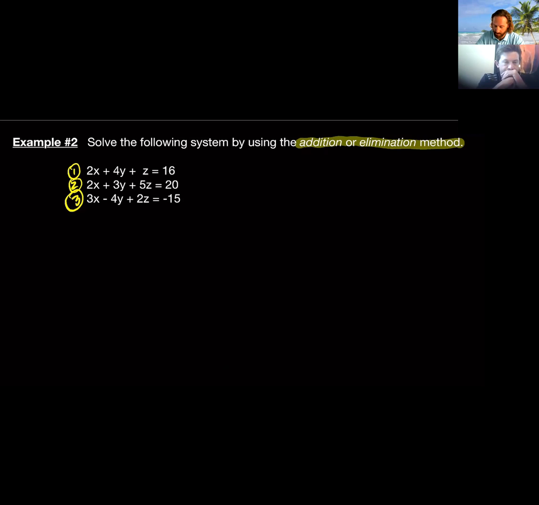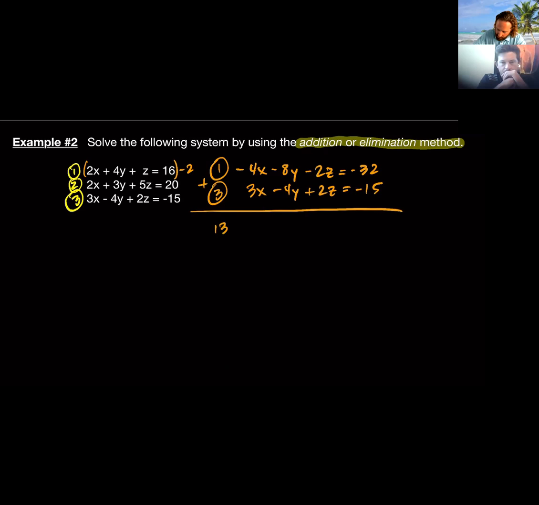All right, so I'm going to choose equation 1, and I'm going to multiply the whole equation 1 by a negative 2. So that's going to give me negative 4x, negative 8y, negative 2z equals negative 32. And I chose that because with equation 3 as is, 3x minus 4y plus 2z equals negative 15, when I add those, and I'm going to call this equation 13 so that you know where it came from, 1 and 3 together, then I get negative x minus 12y, and the z's cancel out, equals negative 47.